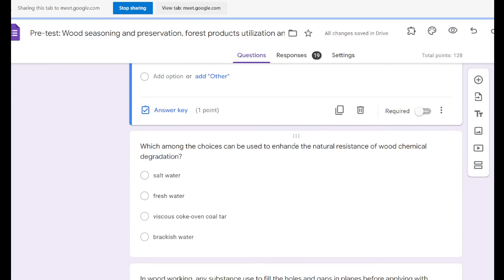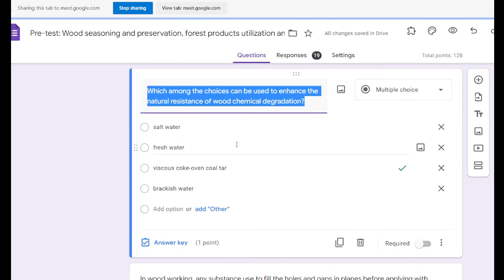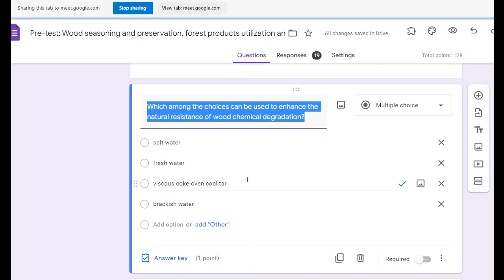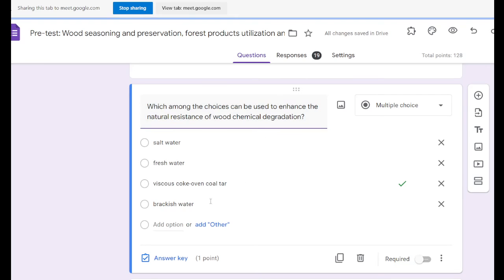Which among the choices can be used to enhance the natural resistance of wood to chemical degradation? Viscous coke oven coal tar. Okay, so this is a form of preservative. Coal tar, viscous coke oven coal tar, like old posts that are painted black with coal tar. So it is difficult for them to be attacked, even by chemical degradation. They do not easily rot or get damaged.